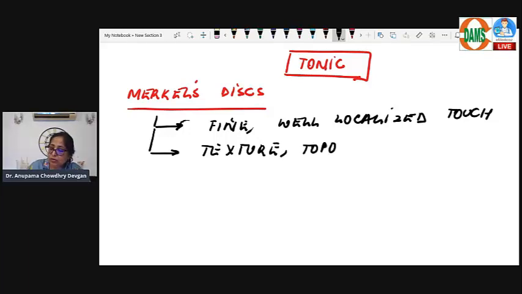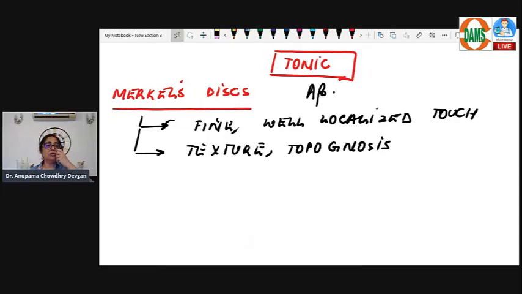and topognosis. But if you're asked which is a better receptor for texture and topognosis, your answer should be Meissner's, not Merkel's. Merkel's is also associated with A beta nerve fiber, but if you have to choose between Meissner's and Merkel's for texture or topognosis, the better answer is Meissner's.